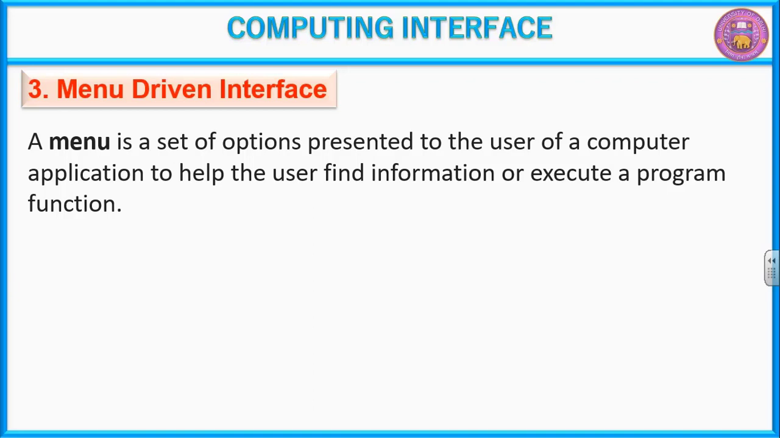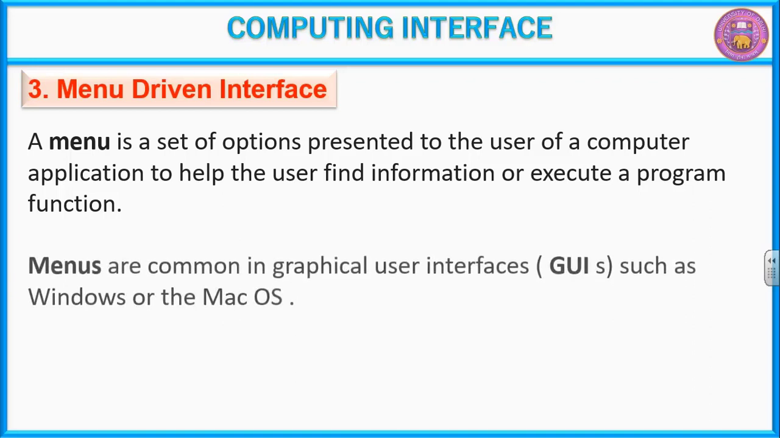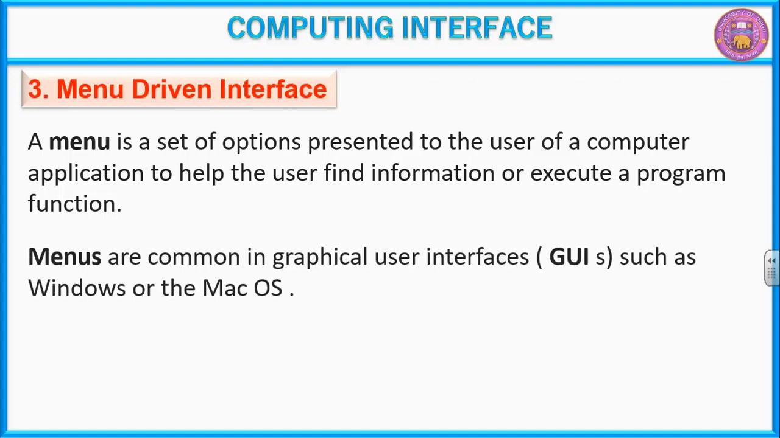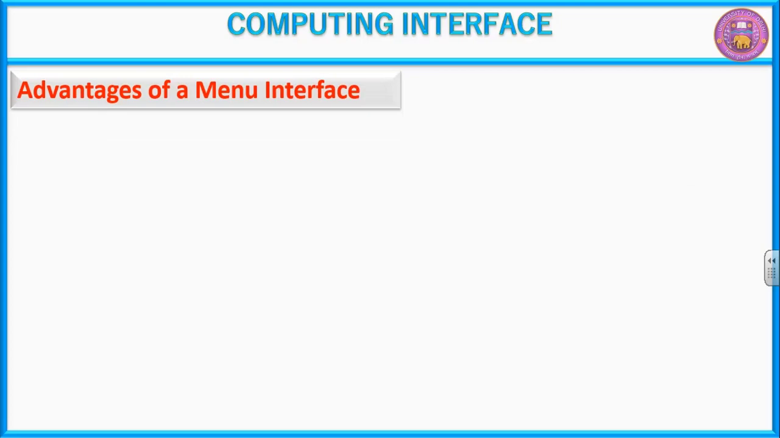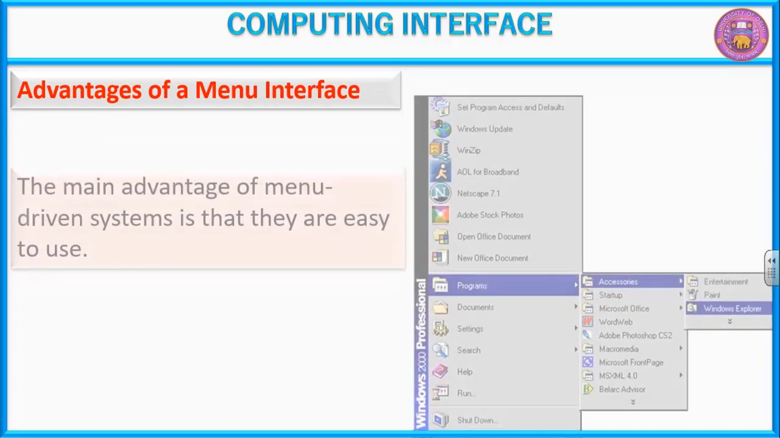A menu is a set of options presented to the user of a computer application to help the user find information or execute a program function. Menus are common in graphical user interfaces such as Windows or the Mac operating system. The advantages of menu interface.